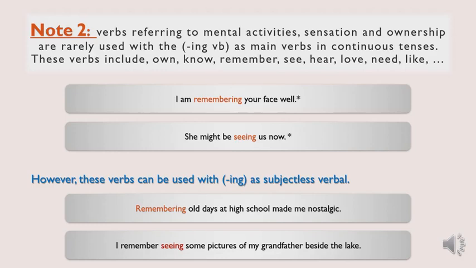In the second example, I remember seeing some pictures of my grandfather beside the lake. I is the subject, remember is the main verb. Seeing some pictures of my grandfather is the object. Notice that seeing, see plus ing, is a verb of sensation. Here, it's okay to use it with ing because it is not the main verb and it doesn't have a subject. In fact, it is a subjectless verbal. It is the object of this sentence. That is why we can use it with the ing.